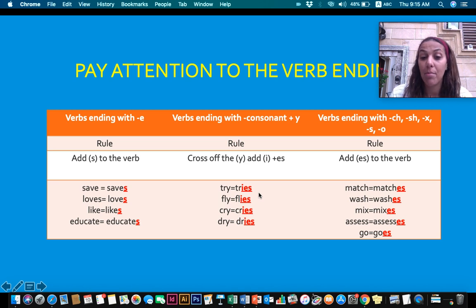The same rule applies for the verb fly. It's going to change into flies, cry, cries, dry, dries. And I'm sure you can think of many more action verbs where this rule applies.